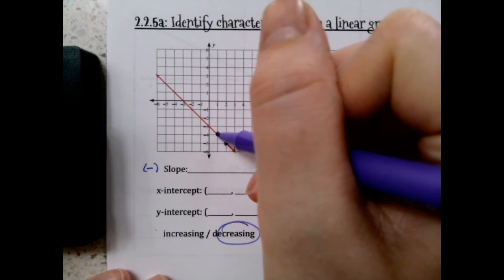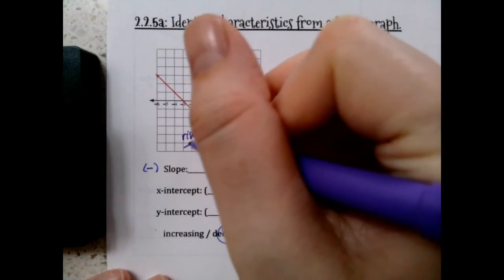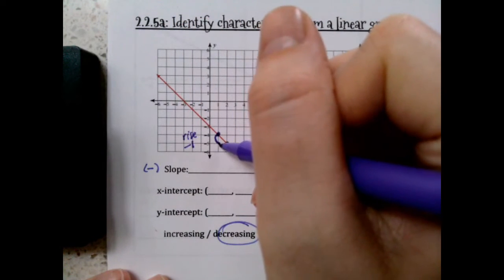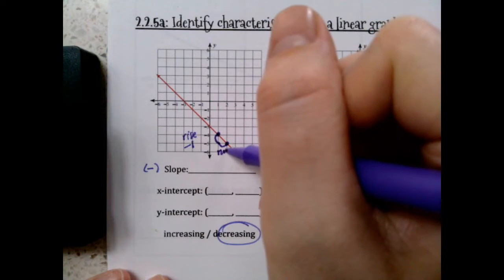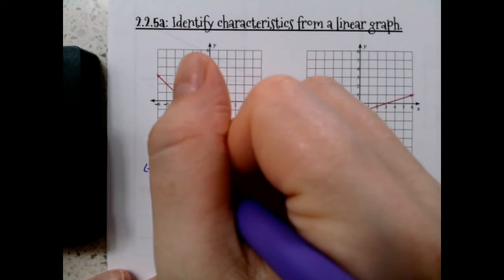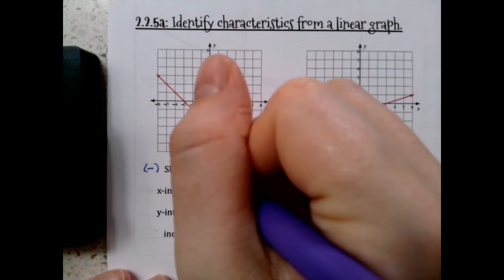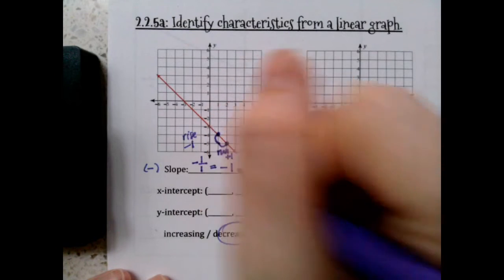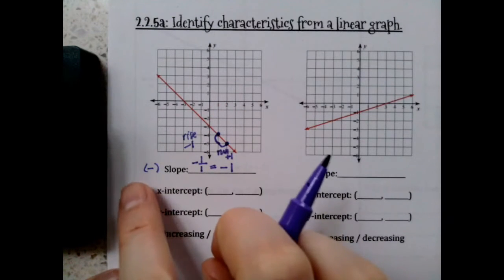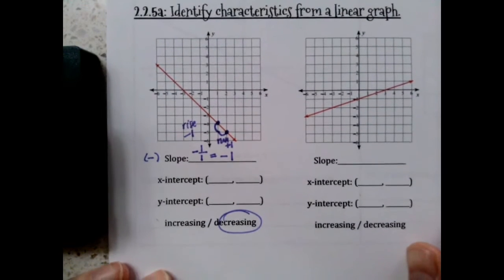If I rise, I'm going to go down 1, so my rise is -1. Then I'm going to run to the right, and the right is +1. So my slope, my rise of -1 over my run of +1, just simplifies to -1. And I left myself a little reminder that it's negative, and it is, so that is good.